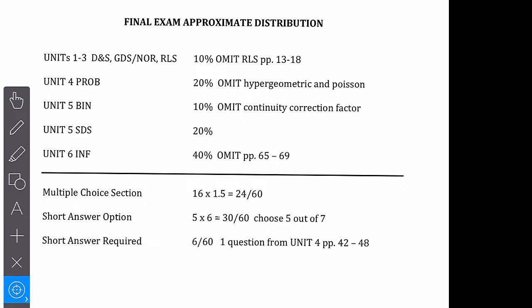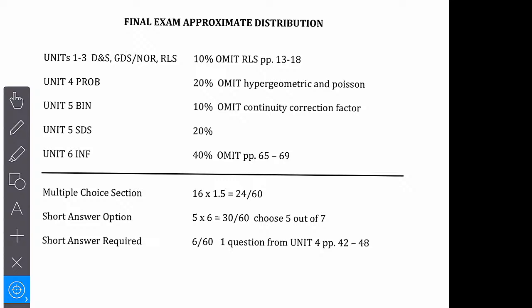So the exam is predominantly on these units, but there are a few questions, 30% on the old stuff, the probability and units 1 through 3. So it's 70% on the new stuff.